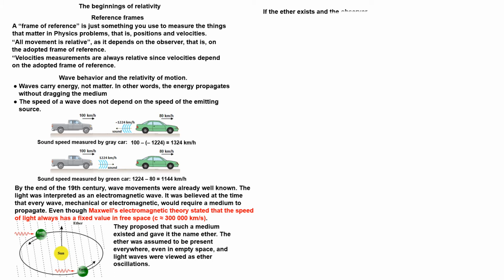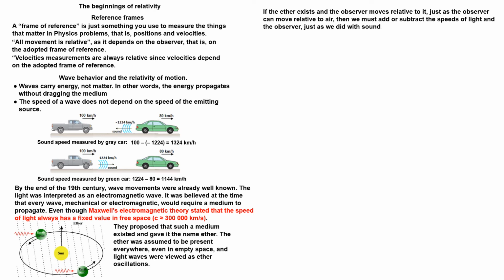If the ether exists and the observer moves relative to it, just as the observer can move relative to air, then we must add or subtract the speeds of light and the observer, just as we did with sound. Pay attention in the figure.